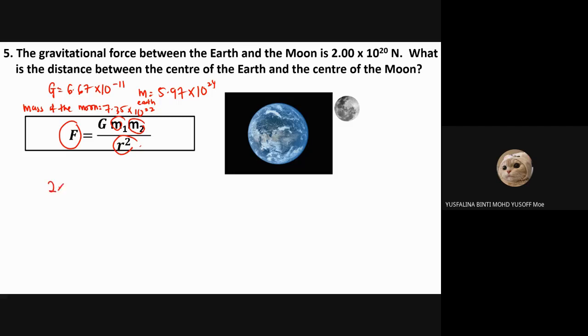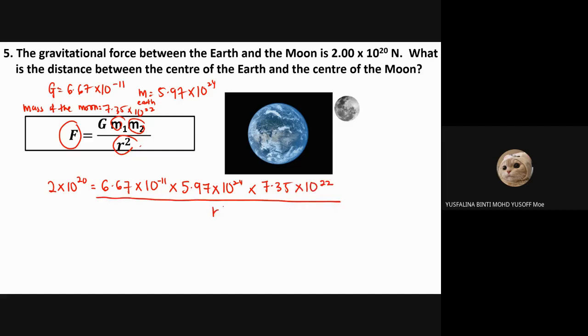So if I substitute the values, G is 6.67 times 10 power of negative 11. The mass of the Earth is 5.97 times 10 power of 24. And the mass of the Moon is 7.35 times 10 power of 22. We divide with r squared. We need to find r, the radius. One answer is 3.83 times 10 power of 8. Any other answer? 3.83 times 10 power of 8.